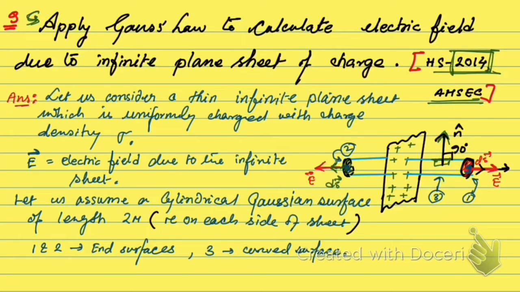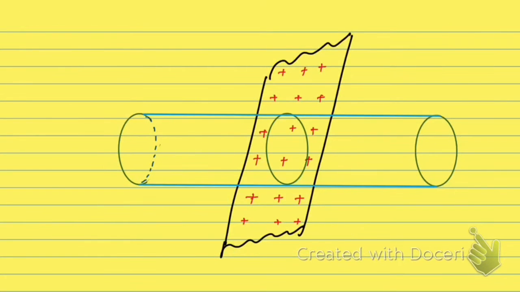Okay, let me write here one more thing. Electric field due to the infinite sheet at the point P, suppose. So we are to find the electric field at this point. Let me draw it clearly. This is the point P. Suppose this is the point P. Here we are to find the electric field, right? At point P. This is the proper diagram. Here is the point P.